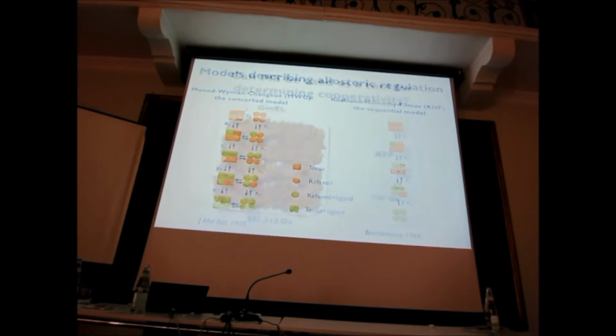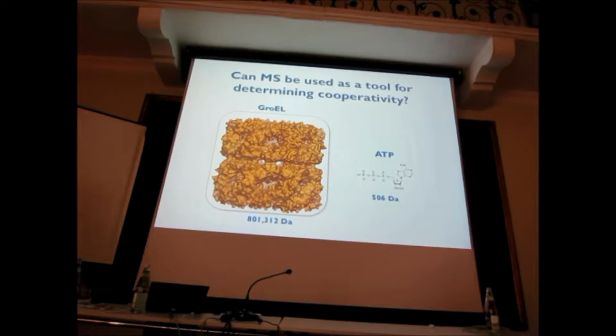And as a model system, we have chosen to work with GroEL because GroEL has become a paradigm for studying allosteric machines. This is a bacterial chaperone. It is composed of 2 rings and 14 identical subunits. There are 7 subunits in each ring, and each one of the GroEL subunits binds ATP.